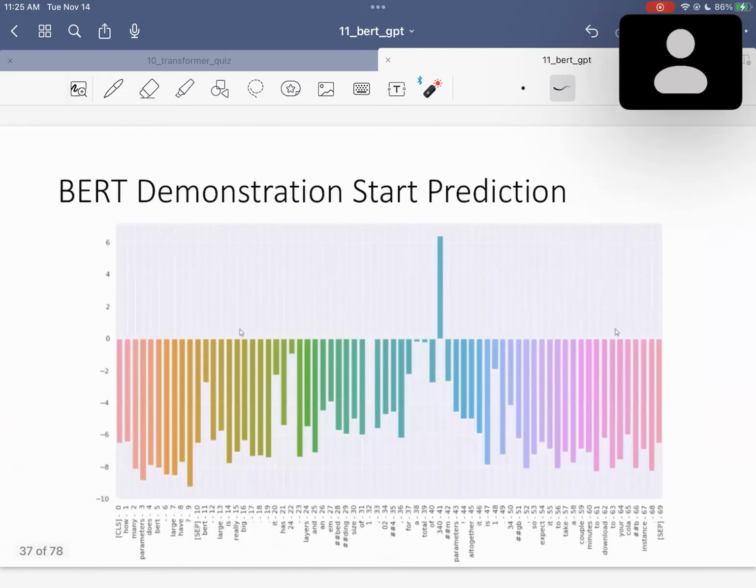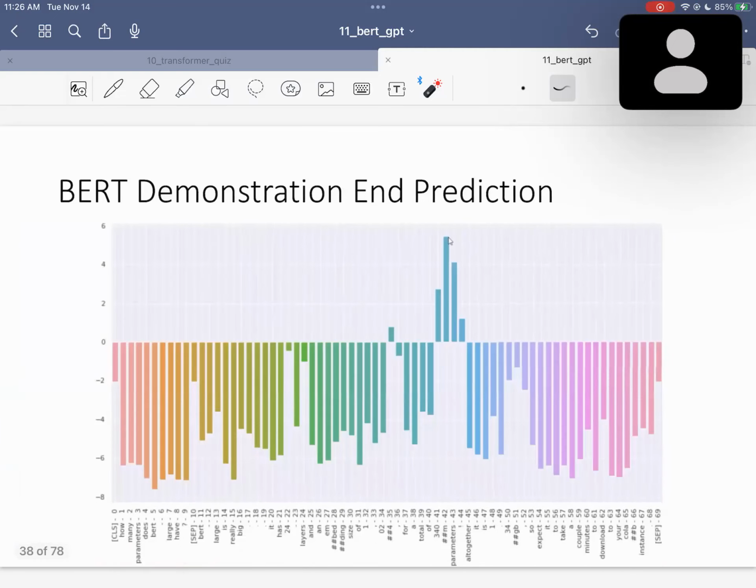Very simple. And when you actually run it, in the test phase, this is what you would see. There's the question here: how many parameters does BERT large have? And then this is the reference. BERT large is really big. It has 24 layers, and so on. And then the start prediction got 340 correctly. It has the largest logit. But the end prediction is a little bit more distributed. So 340 is one potential answer. M is another potential answer. Parameters is also another potential answer.